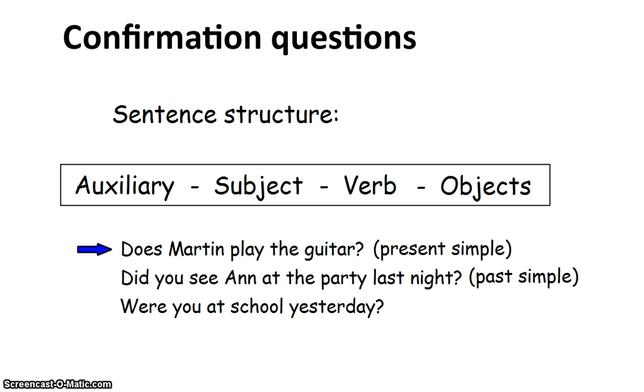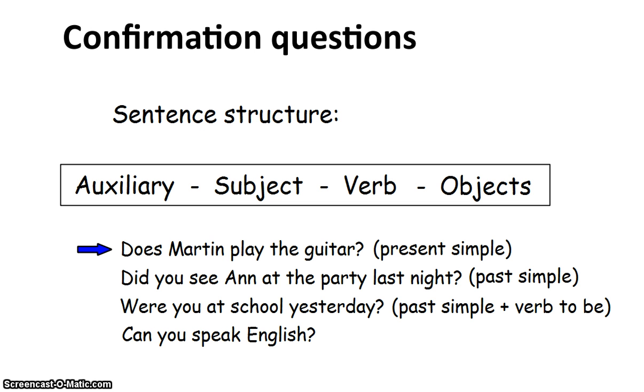Next example: were you at school yesterday? It is again a past simple, but we use the verb to be. That's why the verb to be is the auxiliary of the sentence. Next question: can you speak English? Here we have a present simple, but with the auxiliary can. So can is the auxiliary of the question.